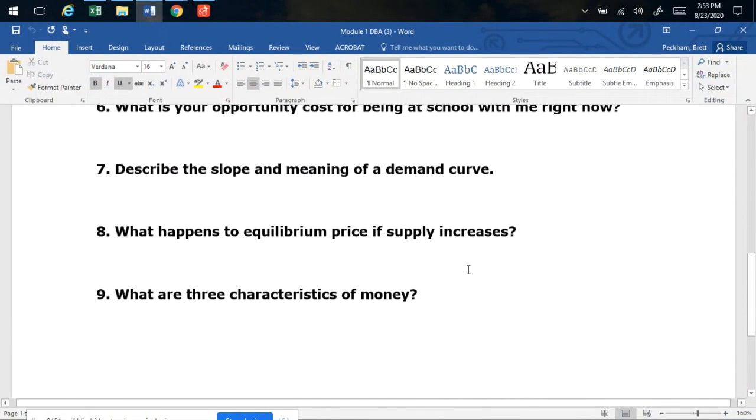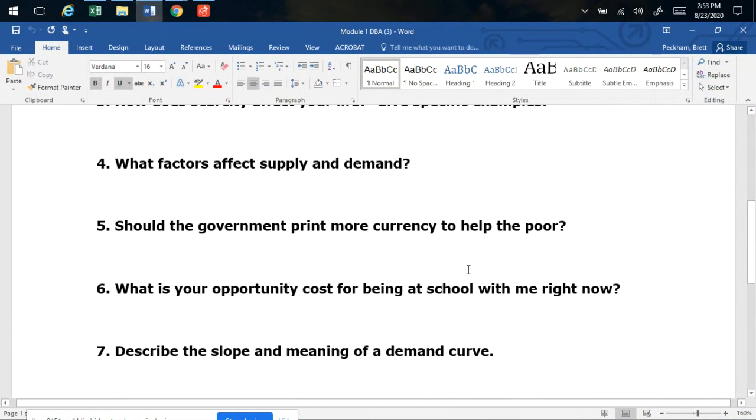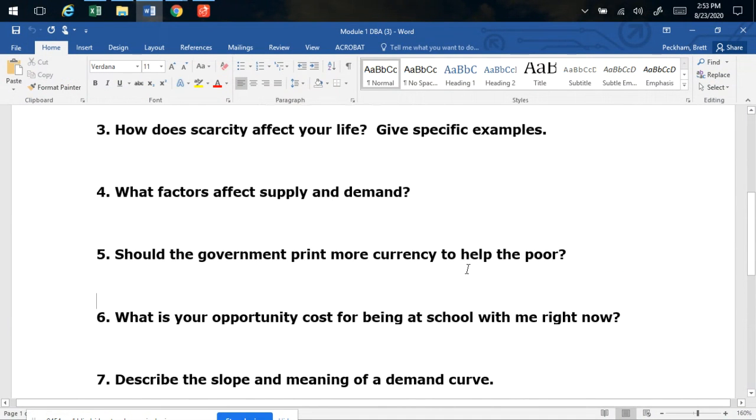I believe that has gone over all the major topics except for this one right here. Should the government print more currency to help the poor? Well, if the government were to print more currency, like they've done in Venezuela or in Zimbabwe, that does not mean that you're creating more goods and services.